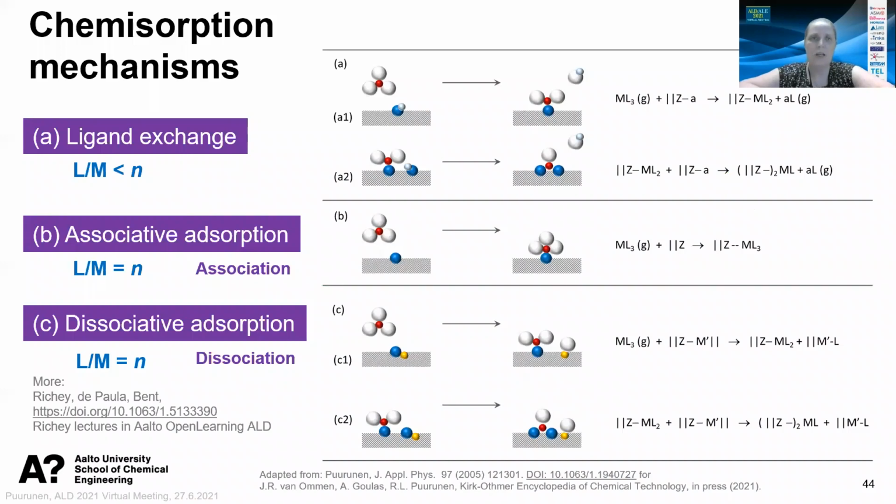These are the three most commonly observed and discussed chemisorption mechanisms: ligand exchange, associative adsorption, or association in short, and dissociative adsorption, or dissociation in short. In ligand exchange, a gaseous byproduct is produced. Very often this is a hydrogen-mediated reaction where, for example, in the case of trimethyl aluminum, a methane molecule is released. In other cases, other molecules. Whereas in association and dissociation, nothing gets released, but all the fragments are bonded to the surface: as a whole in the case of association, in different fragments in the case of dissociation.